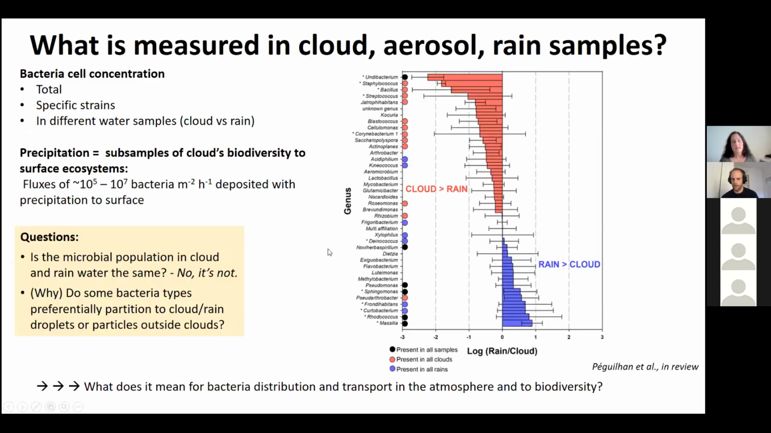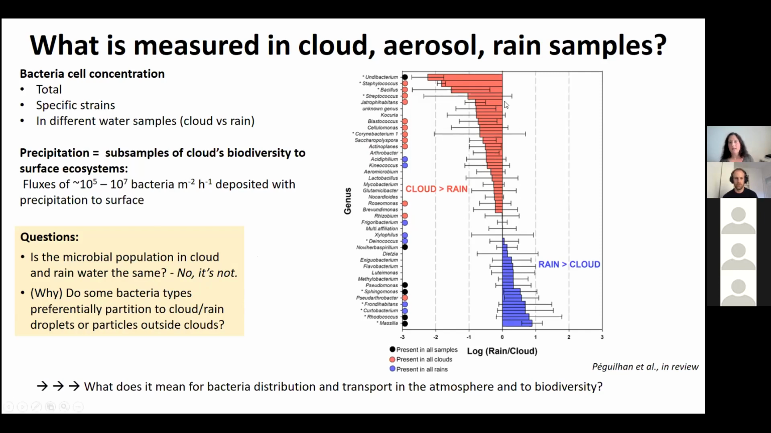And so here are some first results, just an example of what can be measured. It's the total bacteria concentrations, specific strains, so different types of bacteria, and also in rain versus cloud samples. And also we can measure how much is really precipitated, how much is removed from the atmosphere. And a question we can address with measurements like this is, for example, is the microbial population in cloud and rainwater the same? Well, it's not.